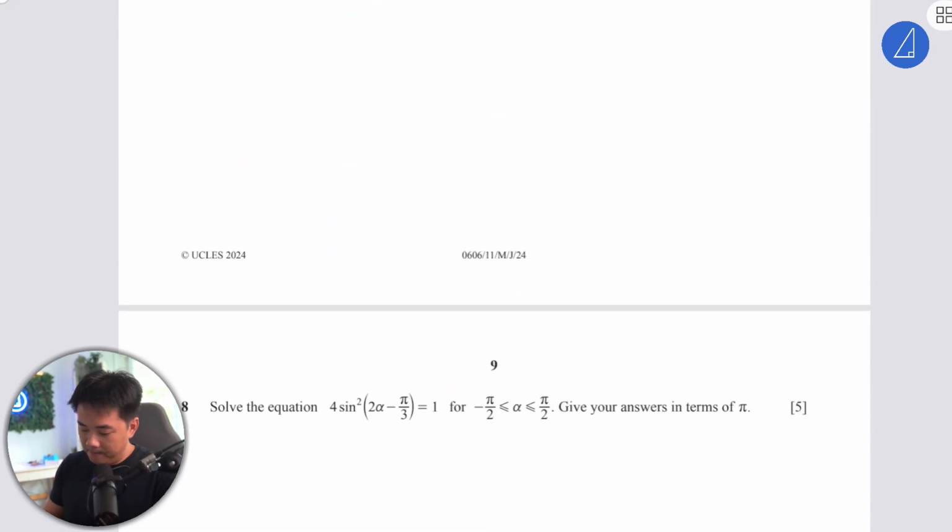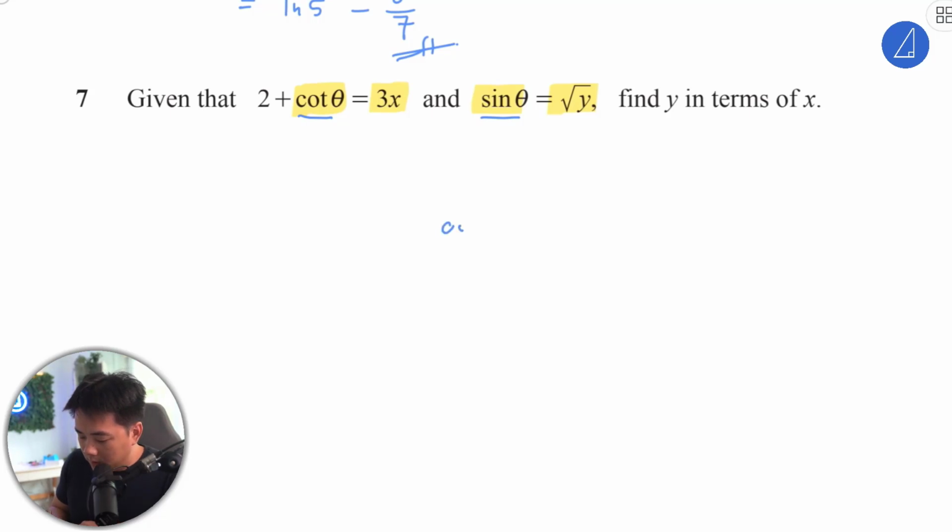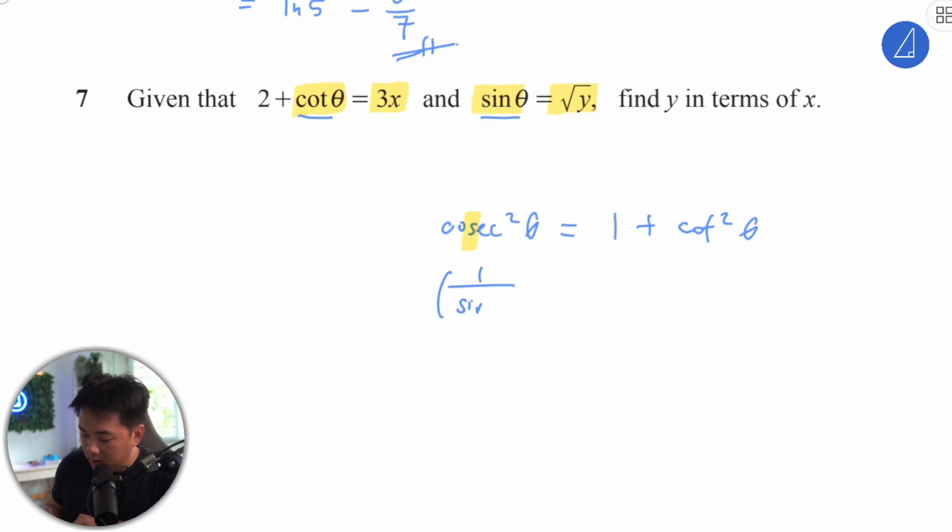So here, cosecant square theta is equal to 1 plus cot square theta. In this case, just understand that cosecant square is just 1 over sine square. So just write 1 over sine theta square equals 1 plus cot theta, the entire thing squared. So cot theta is given by 3x minus 2, and sine theta is given by root y.